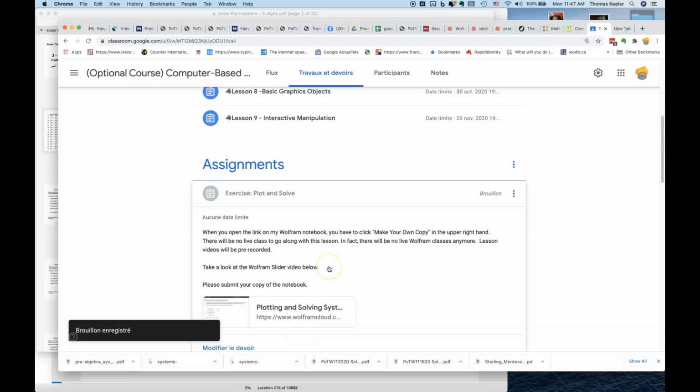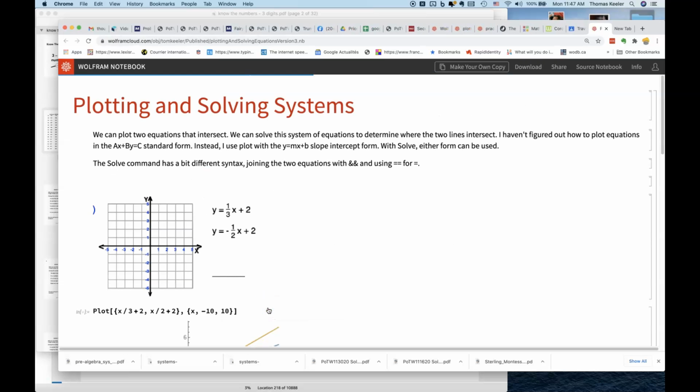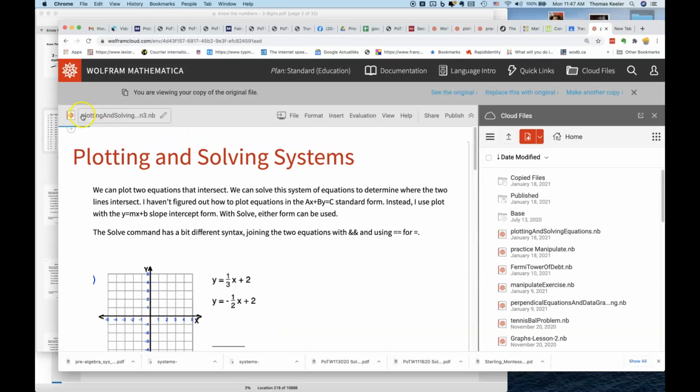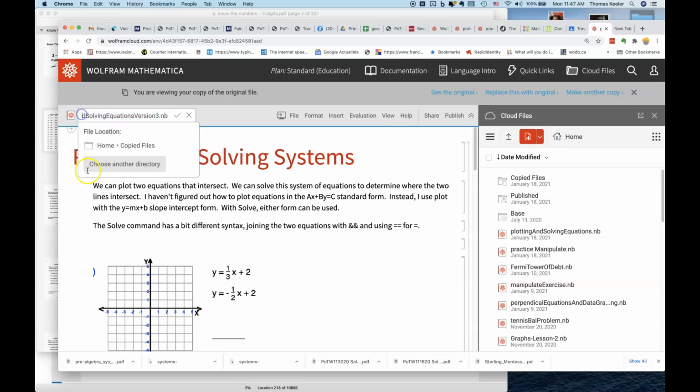This week in Wolfram, we're going to do some work with plot and solve. If you go into plot and solve, grab that notebook, make your own copy, just like I'm doing here. It's always good to rename it, so we're going to rename it. It's actually my third try at this, so let's hope the third try is a charm. Hit the check mark.